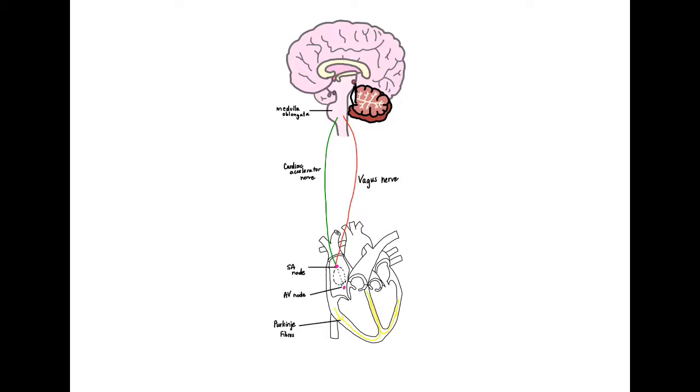Things that would decrease your heart rate would be if you had high blood pressure, lots of oxygen in so a high oxygen concentration, or high pH.